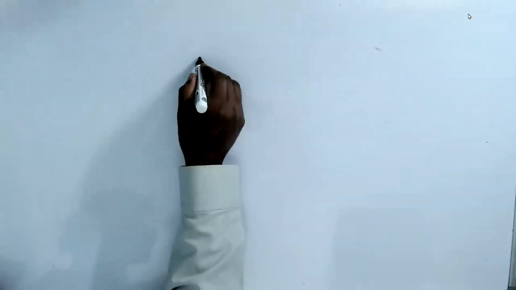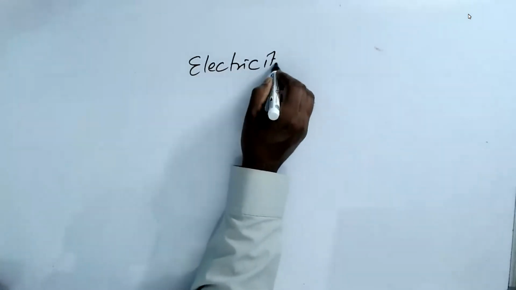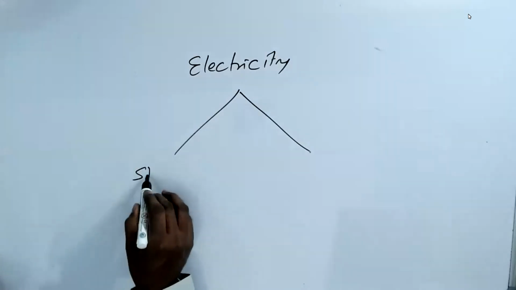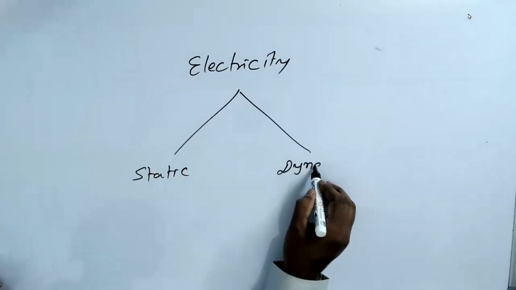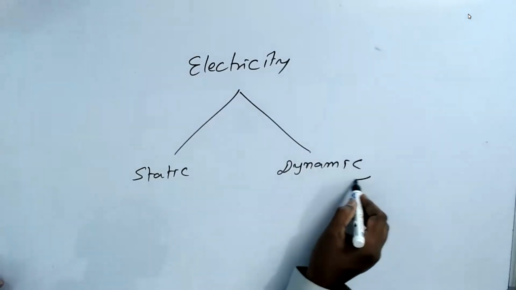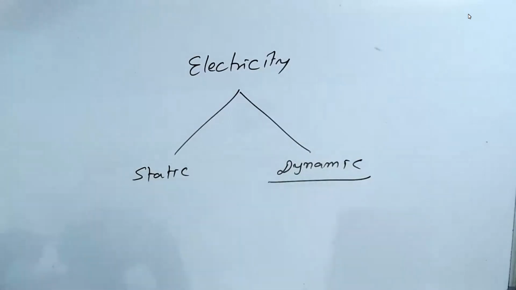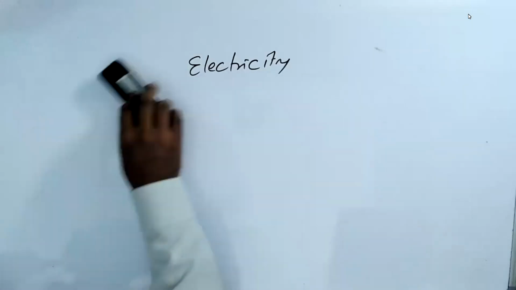So what we do is like this. Electricity has 2 portions. It can be divided by 2. One is static, one is dynamic. The dynamic is the one where the electrons flow. In static, electrons don't flow. Now we'll ask, what is electricity then? What is electricity is very simple.